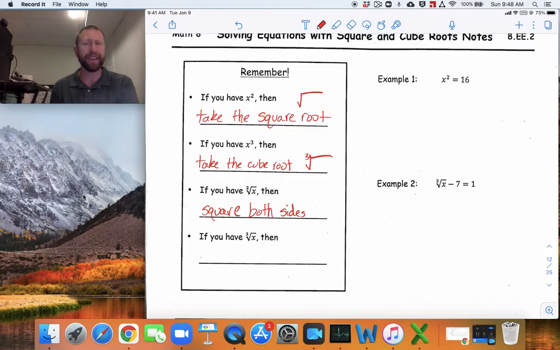And then finally, if x is part of a cube root, so if I have the cube root of x, then I'm going to cube both sides. And again, that's because these are the opposites, right? To solve an equation, we know to do the opposite to get that variable isolated.